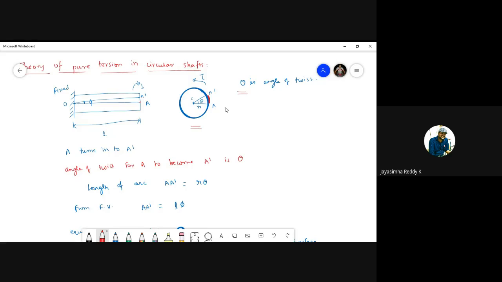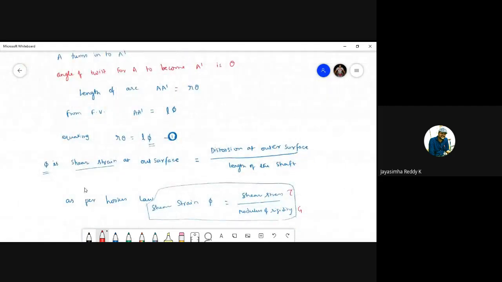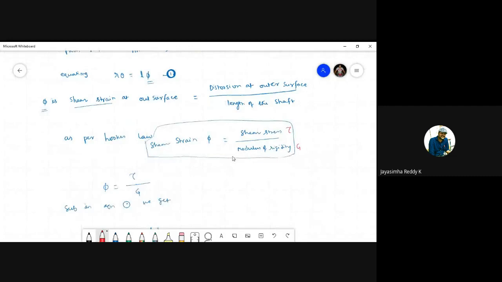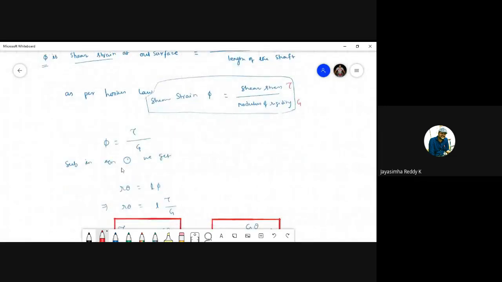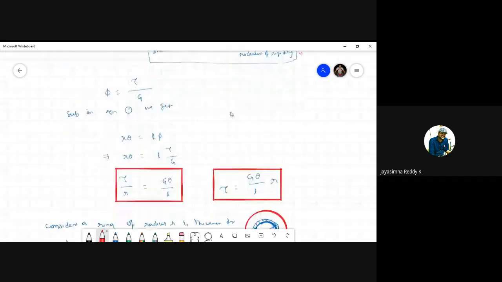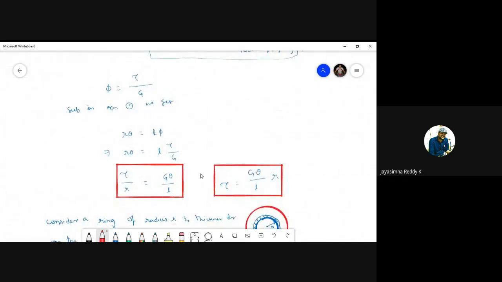I equate them. So here above, what I am doing is, phi is nothing but shear strain, because of the change in length. So because of the applied torque there is a change in length. So phi I have treated as shear strain. So shear strain, we all know, is stress by modulus of rigidity. I have taken it as tau by G. So substituting phi and tau by G, I got the first relation. Tau by R is equal to G theta by L. This is my first relation.